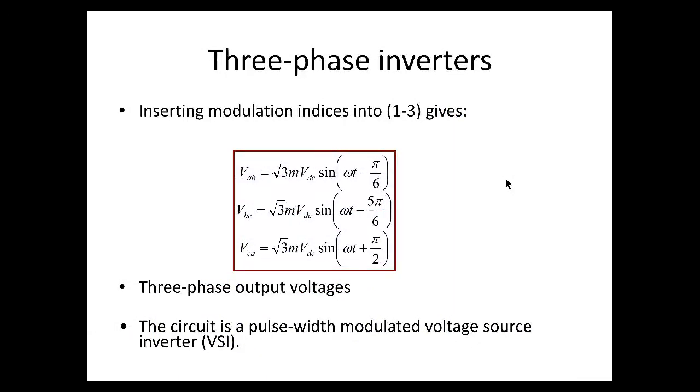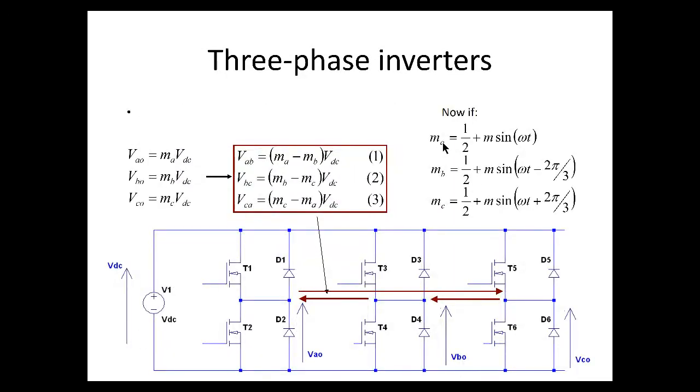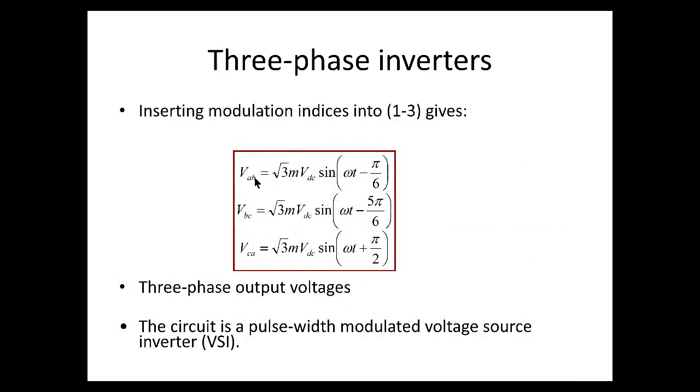So when we substitute MA, MB, and so on in these three expressions, and the dust is settled, we will arrive at these three expressions here, right? So VAB, VBC, VCA. So we have our three-phase output voltage here.